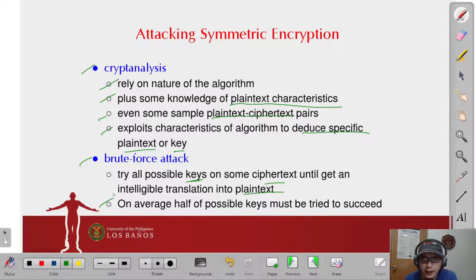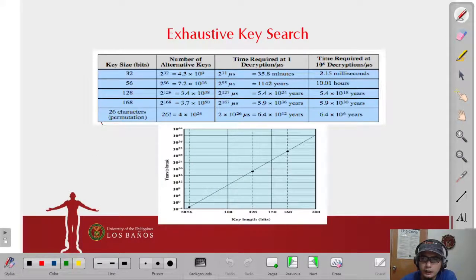Statistically, on average, half of possible keys must be tried to perform a brute force attack. This is common; there are other brute force attacks too. Account takeover, for example, can be done using brute force attacks. This table illustrates the exhaustive key search. And as I mentioned, the keys are usually represented as bits and their length is called the key size.